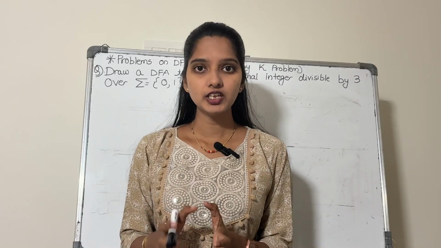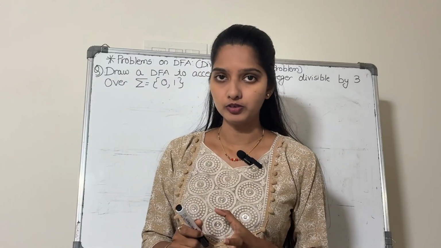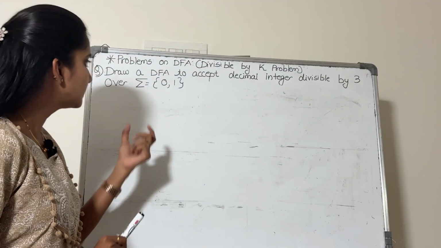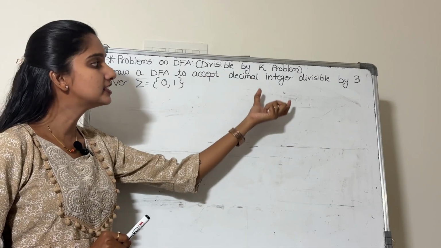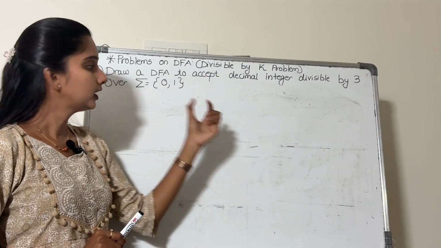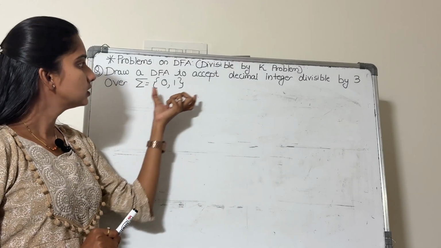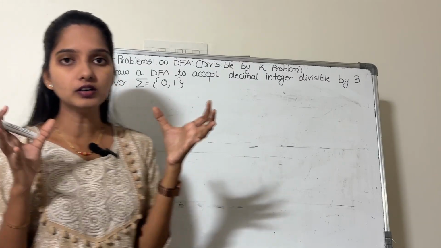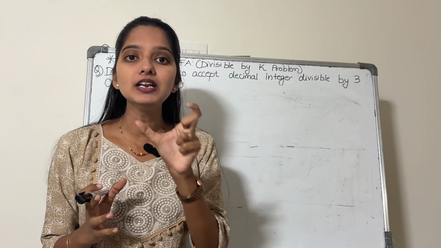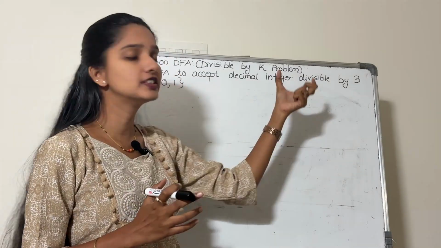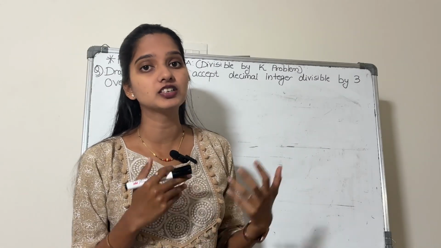So in today's session, we are going to solve problems on DFA, divisible by k problem. Okay, so the problem goes like this. It says, draw a DFA to accept decimal integer divisible by 3, over the input symbols 0 and 1. So in this case, you're going to draw a deterministic finite automata which accepts a decimal integer which is divisible by 3. We'll go step by step and see how we can construct a DFA.